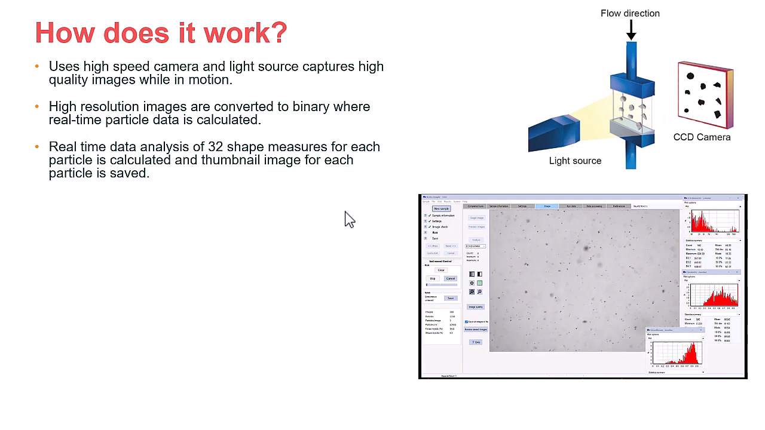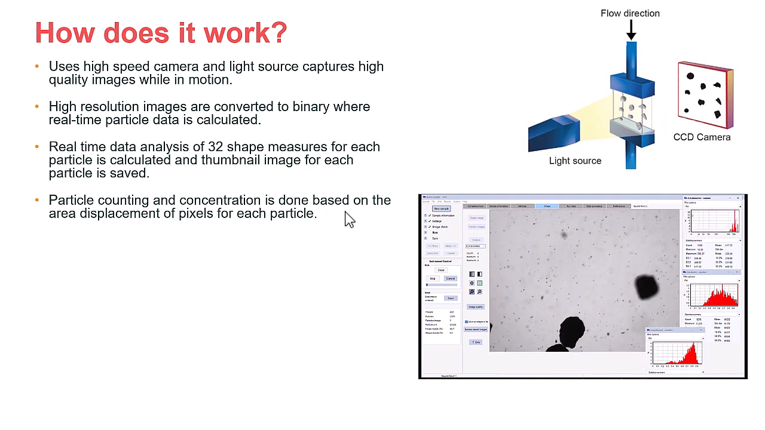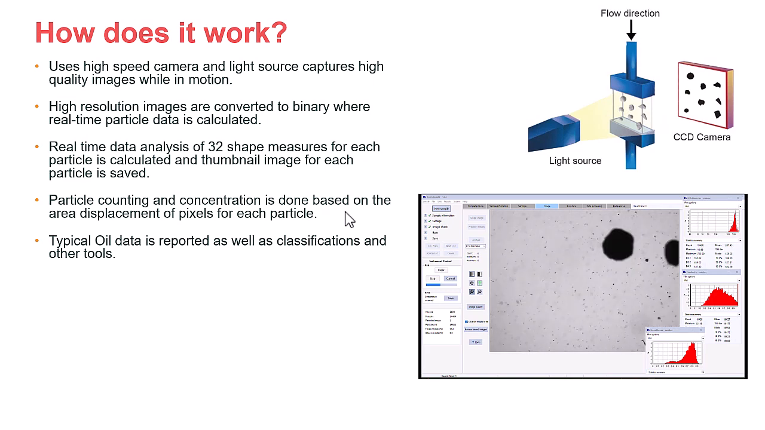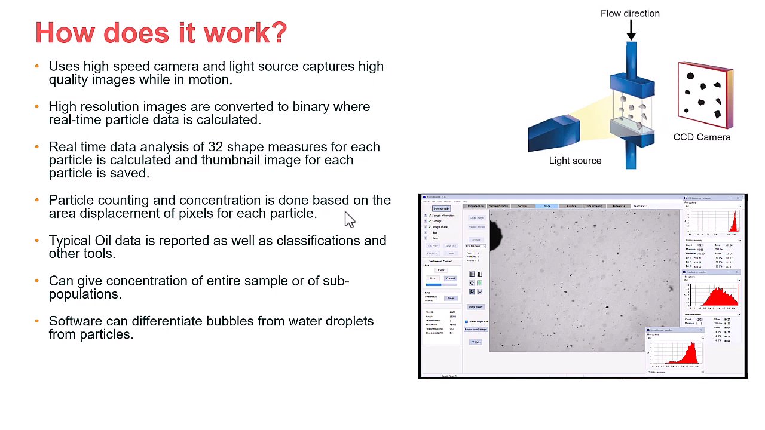Because this is a number-based technique, it's a direct measurement. You're looking at every particle, you're doing a measurement of every particle, so you are able to give particle concentration. Particle concentration is a capability of dynamic imaging, which is very important, obviously, for this industry. In addition to giving the reporting codes, you also have the ability to get particle concentration of the entire sample or subsections of the sample. It will also be able to differentiate a bubble from a water droplet from a real particle. We'll go over that in a minute and show you some examples.